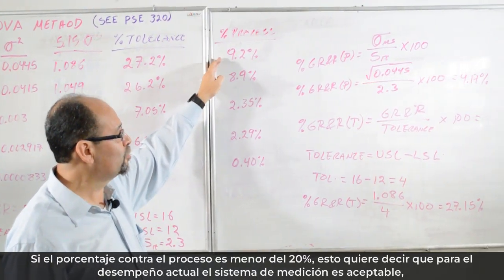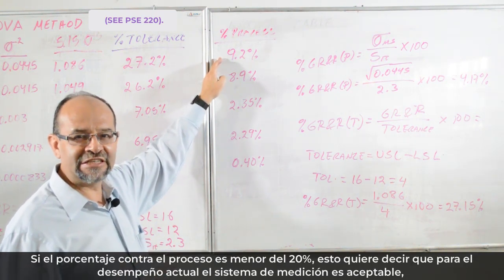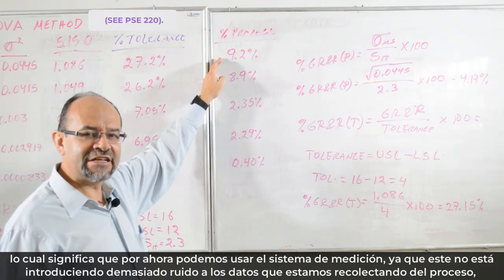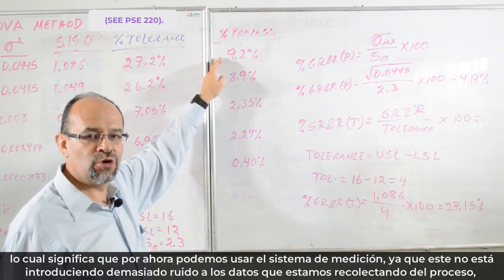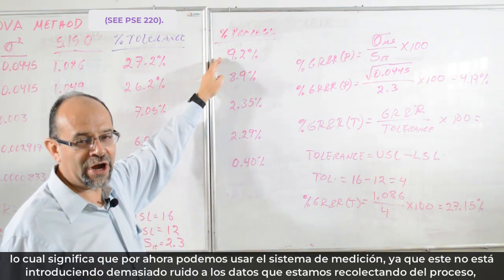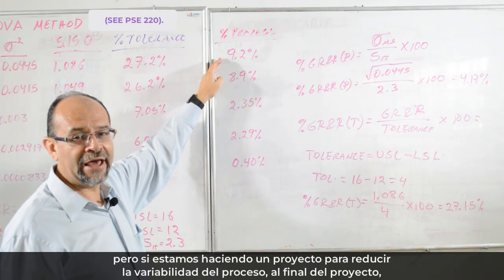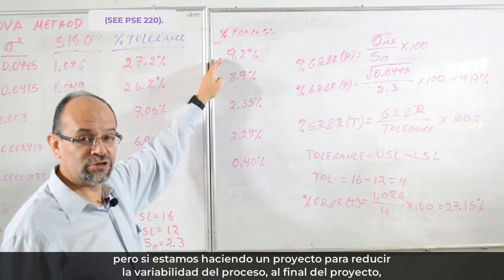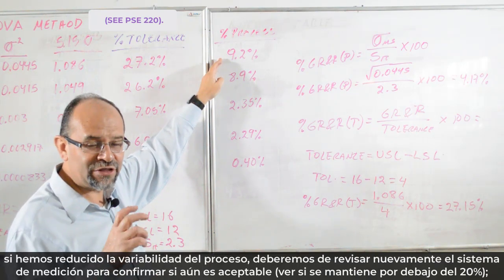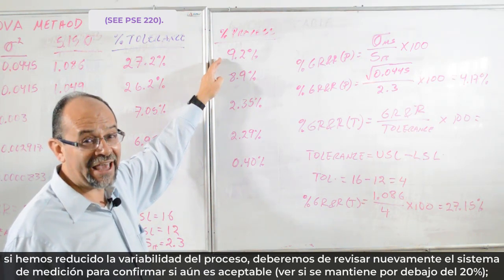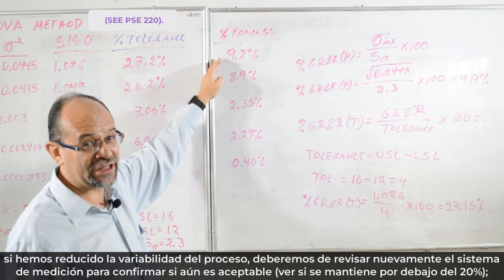If the percentage against process is smaller than 20%, that means that at this point the measurement system is acceptable. That means that right now we can use the measurement system because it is not introducing a lot of noise to the data that we are collecting from the process. But if we have a project to reduce the variability of the process, at the end of the project we have to check the measurement system again to confirm that it still is acceptable, not greater than 20%.